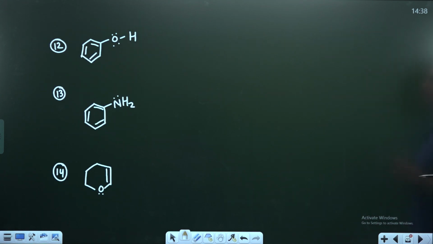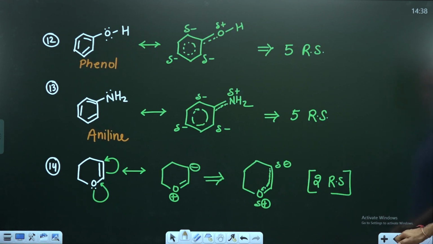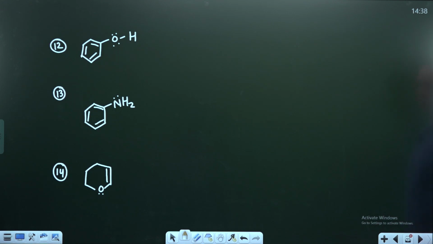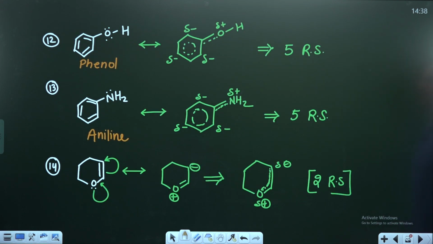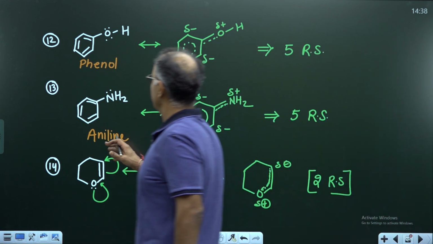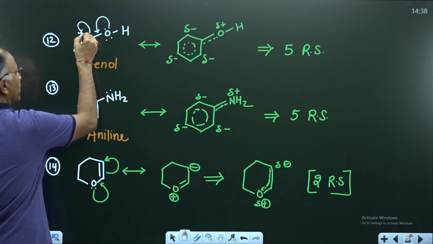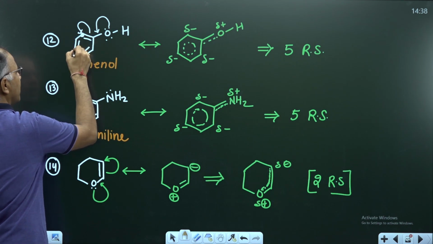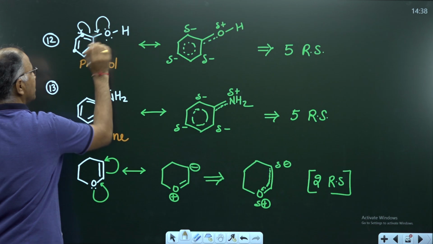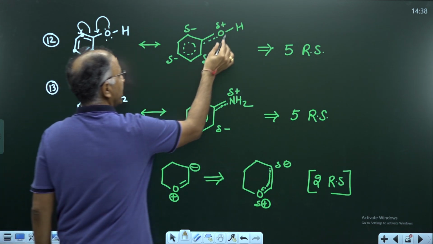Now try these examples. Pause the video and try the examples. Now these are the answers. Hopefully all will be correct. Now in this case we will delocalize the lone pair to the pi bond. So the negative charge will be at the ortho position on this carbon, then this carbon and this carbon, and the positive charge will be shared by oxygen. So this is the resonance hybrid.